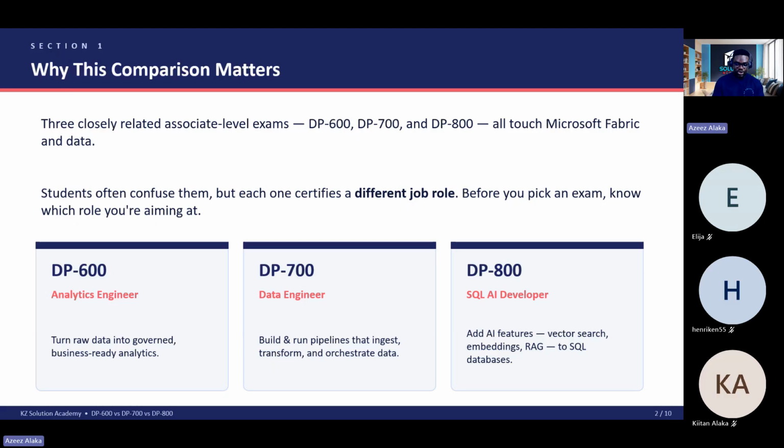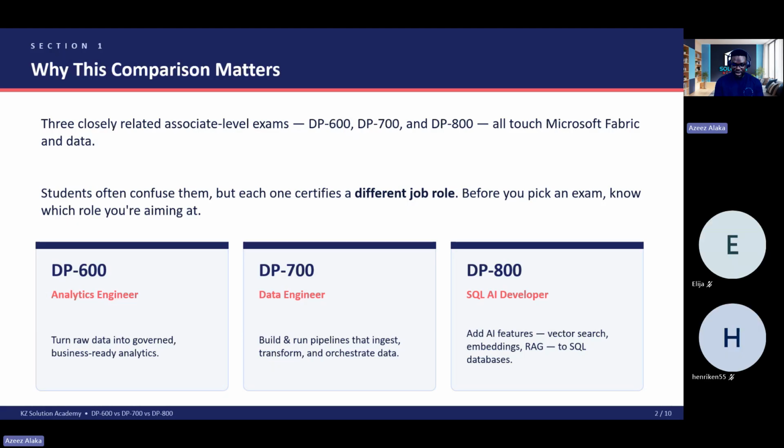What is a data pipeline? It's what you guys have actually been doing. Whenever you are developing your Power BI report, what do you do? You connect to your data source. This is the data engineering you are doing. But in some cases you have many data sources and you need to aggregate this data together into one place, which is where we have the data warehouse. So DP600 is going to take you on the path to become an analytic engineer: turn raw data into governed, business-ready analytics.